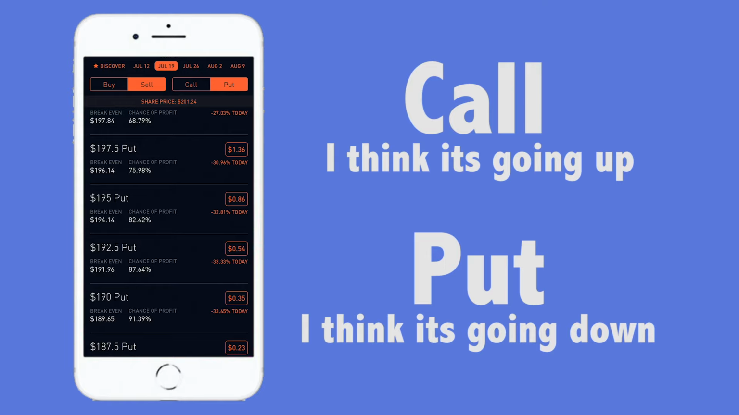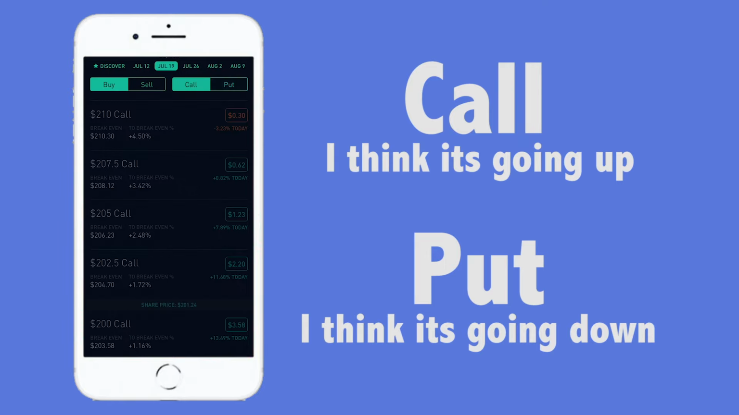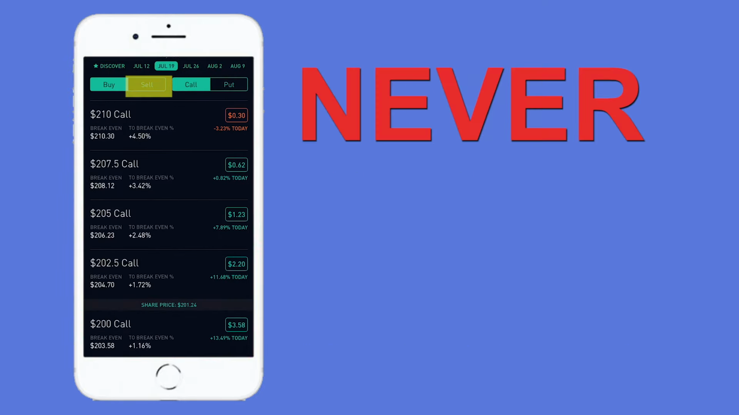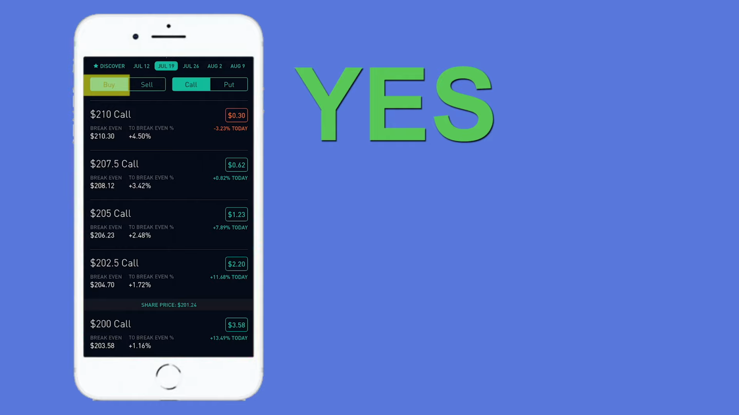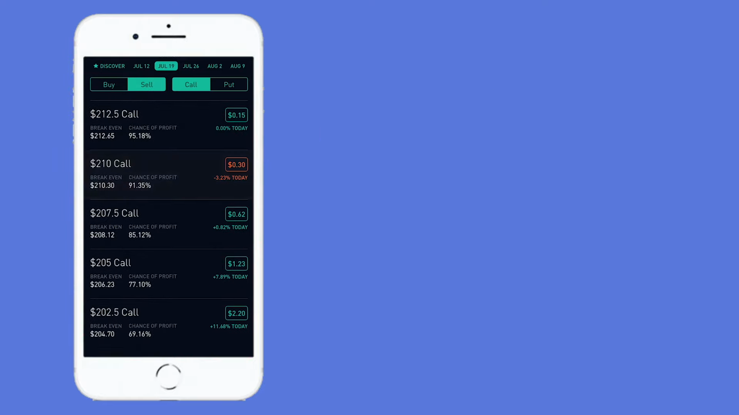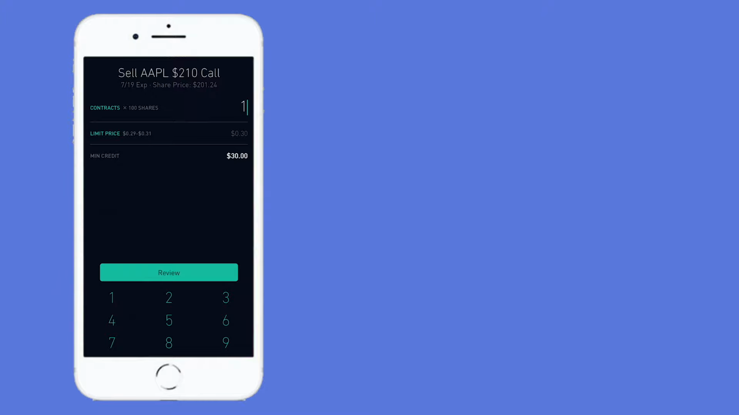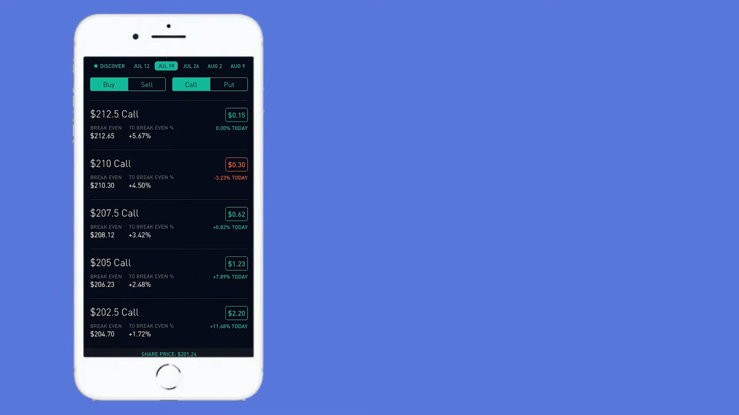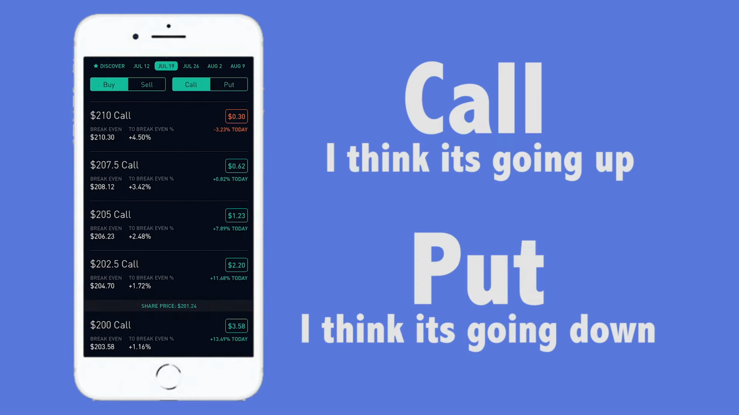And also, one really quick thing, really important: never hit sell. Always stay on buy. Whether you're doing call or put, it doesn't matter. Always stay on buy, because you want to buy option contracts and then sell them back to the market. You don't want to sell option contracts, so don't use the sell function. Always stay on buy. You want to buy option contracts and then you want to resell them to the market. So what does that look like?